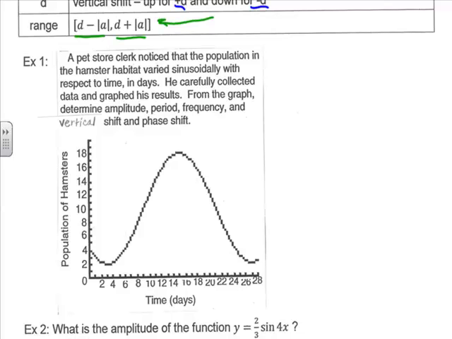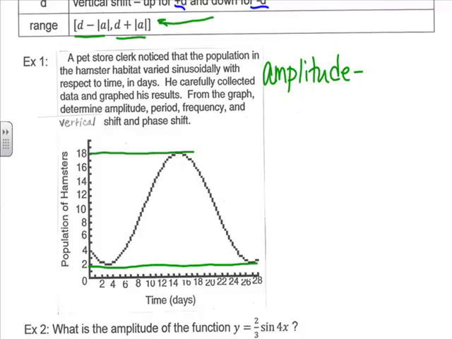So let's start with amplitude. You can see we don't have an equation to look at, so it's just a good thing to try to start wrapping our head around. Well, what the heck is amplitude? Amplitude is going to be the distance up and down from the midline. So how are we going to figure out what the midline is? Well, if I draw across here, I can see where the top of this thing is, and if I draw across here, I can see where the bottom is. So hopefully it makes some sense that the amplitude is going to be halfway between 18 and 2.